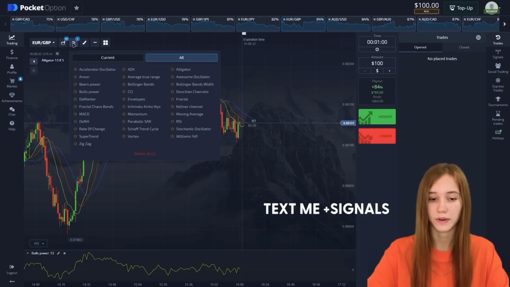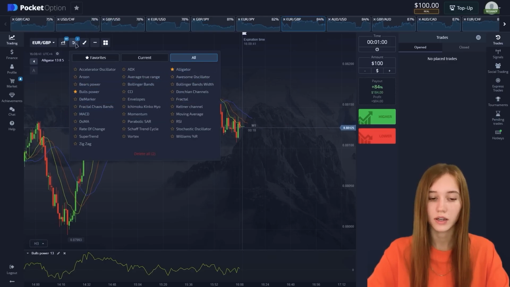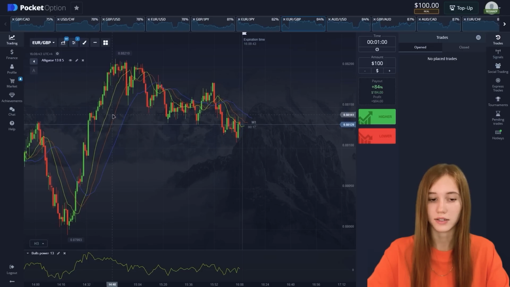Here you can find these indicators and turn them on. We trade on Pocket Option. Let's talk about the indicators. Starting with Pulse Power, I'll show you its settings.